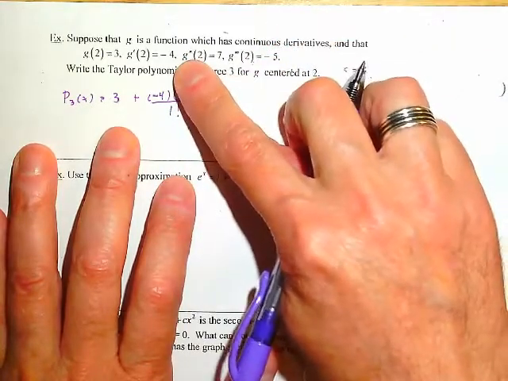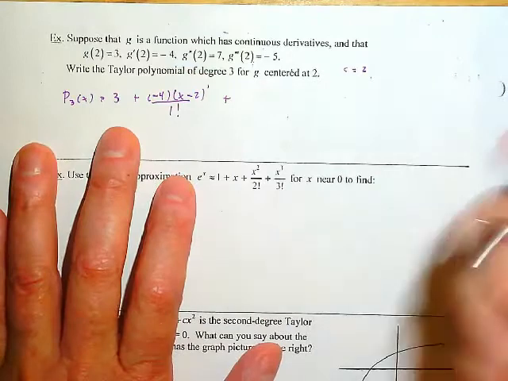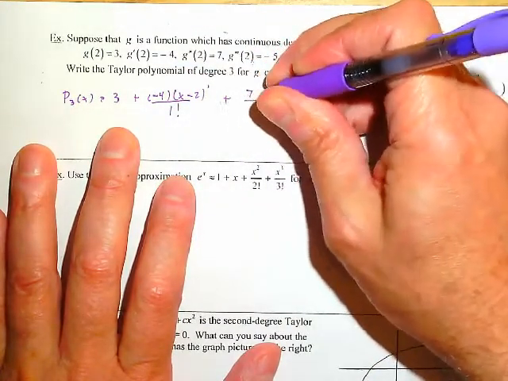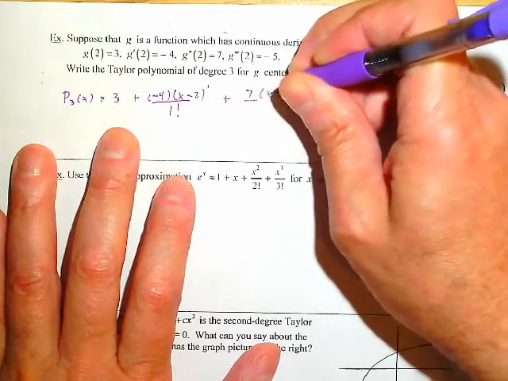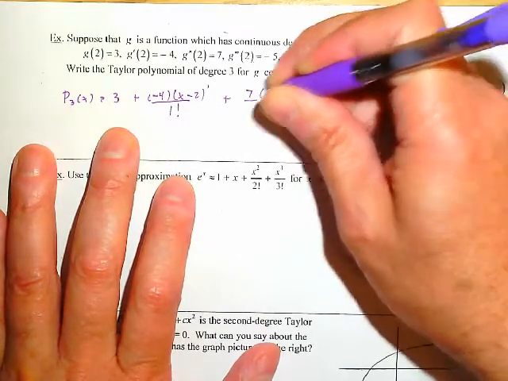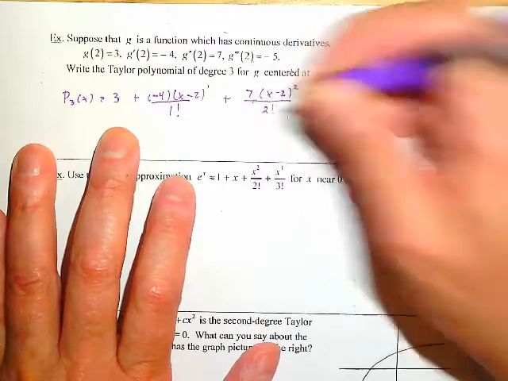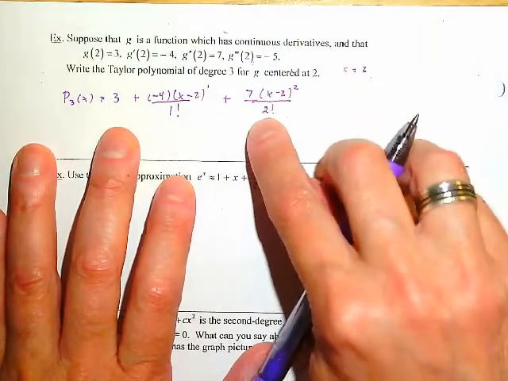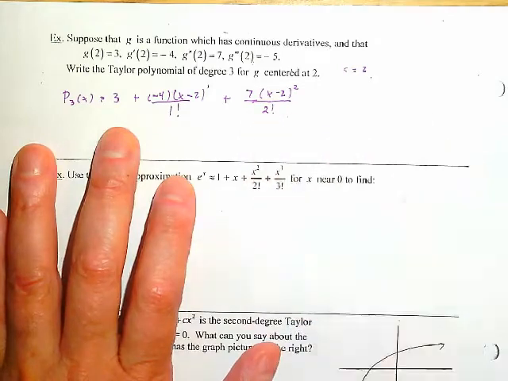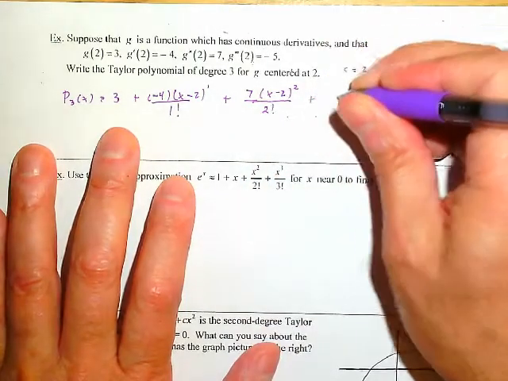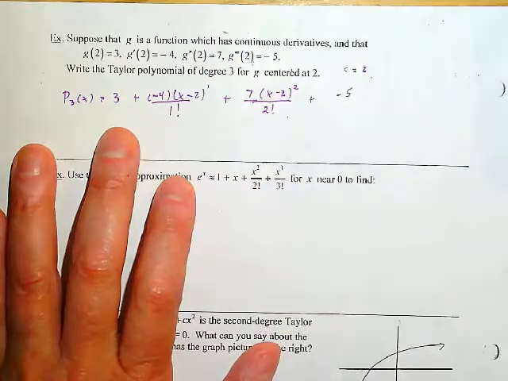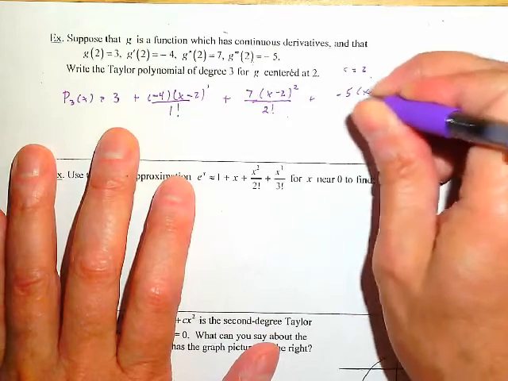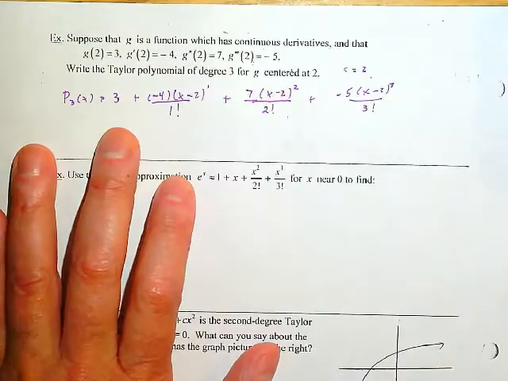Plus my second derivative, so this is going to be my x minus 2 to the second power, and my second derivative there is 7, times x minus 2 squared. But I need to remember to divide that by 2 factorial, because that's the second derivative, factorial 2. Plus, again, negative 5 is my third derivative. This is x minus 2 to the third power over 3 factorial.